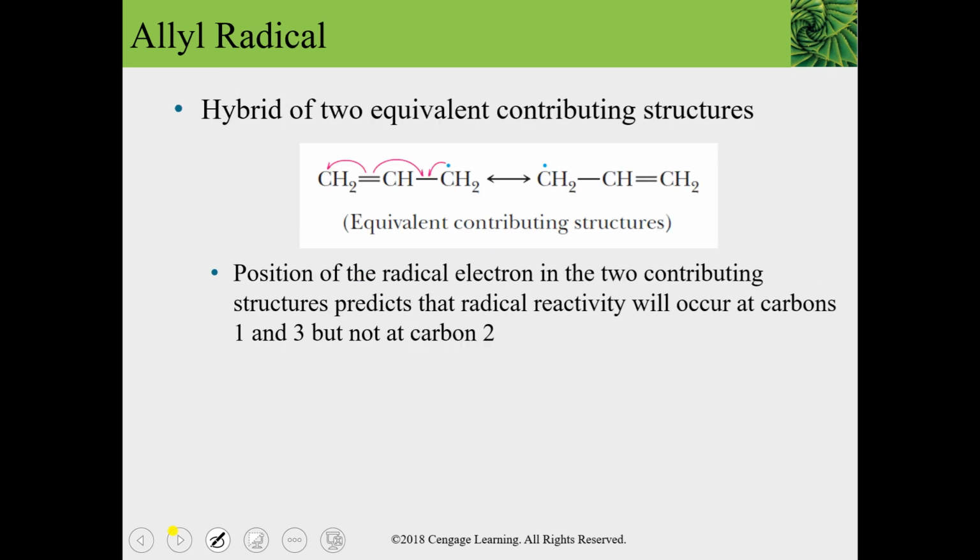Now, we have to talk about this allylic radical. So we have two equivalent contributing structures. Either way, they're equally going to contribute because they're equally going to happen. So if I have a double bond and it's 1, 2, and 3, I can get the radical on carbon 3, the allylic carbon, or we can get a switcheroo. You can see how it's on this allylic carbon also. The position of the radical electron will predict the reactivity. All right. So it says here, and this is an important bullet, that in the two contributing structures, it will predict that radical reactivity will occur at carbons 1 and 3, but never carbon 2.